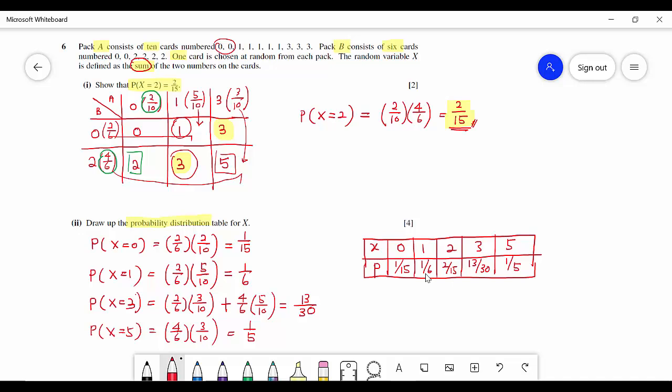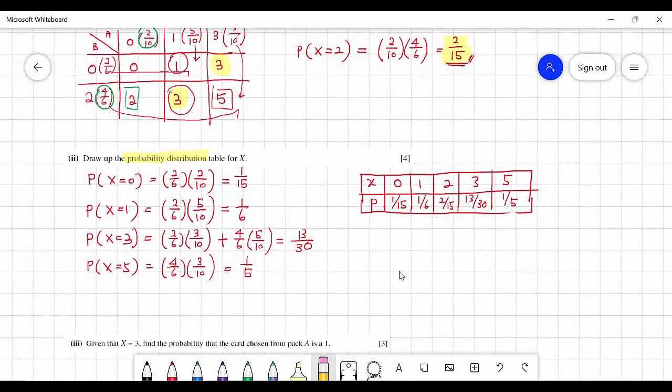Usually, I will double check again by adding up all the probabilities here, to see whether it equals 1 or not. If the total is not equal to 1, it means there's something wrong in your calculation for the probability. But if you get the total equal to 1, that means you have a high chance of getting the correct answer. So this is what we have for part number 2, drawing up the probability distribution for x.